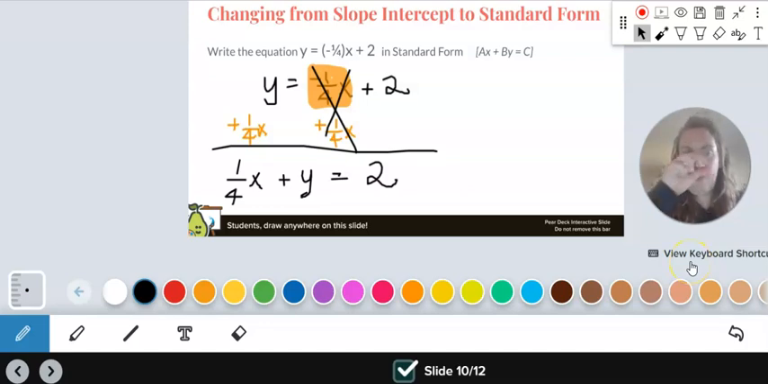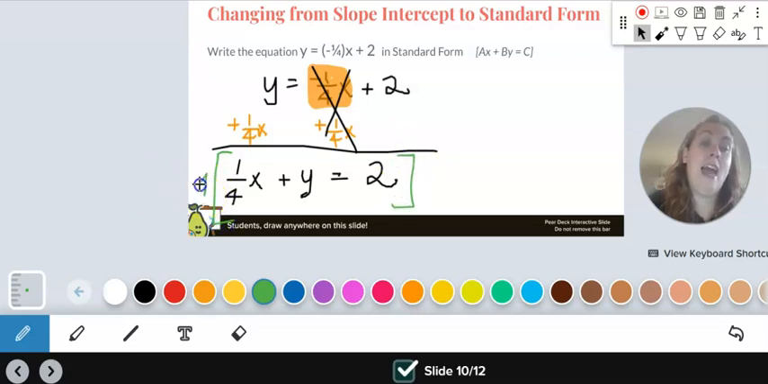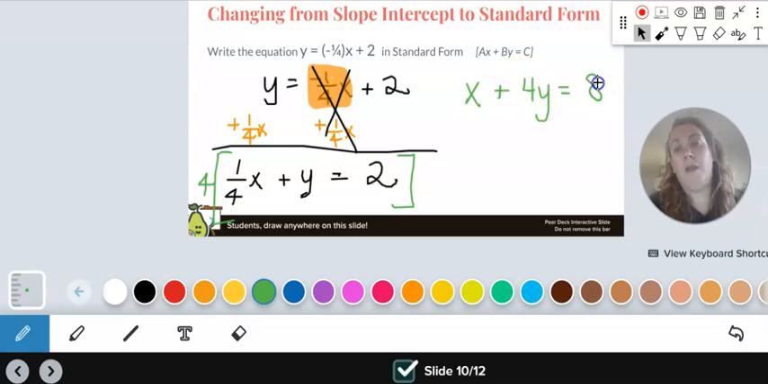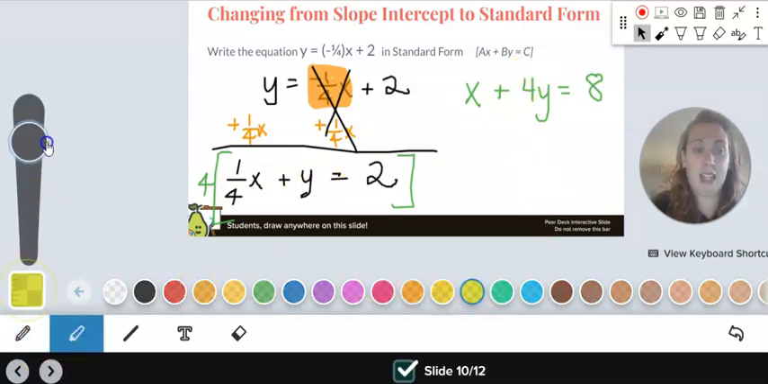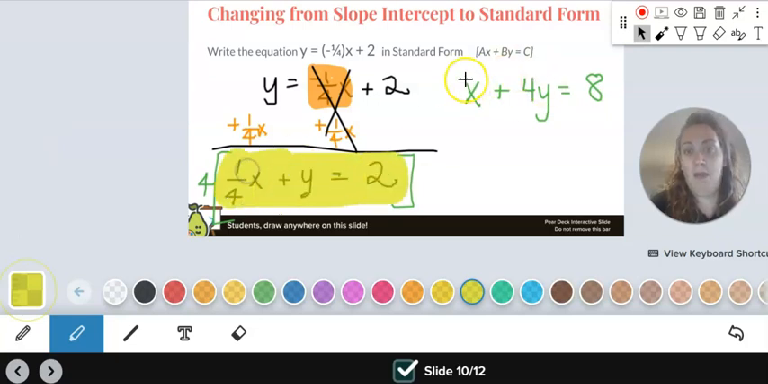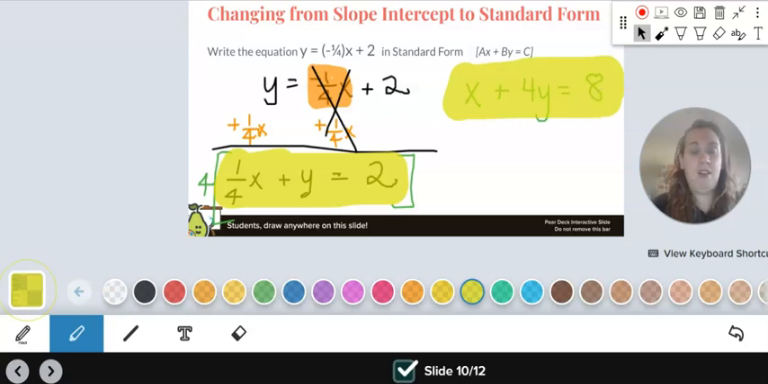This is great. If we wanted them to all be integers, to get rid of that 1/4, we just multiply everything by 4. 4 times 1/4 is just x, or 1x. 4 times y is 4y, and 4 times 2 is 8. So these two equations here are the exact same. They're just written with a different multiplier, but they're the same line, same equation. Okay. We got 2 more slides. When you're feeling ready, push ahead to slide 11.